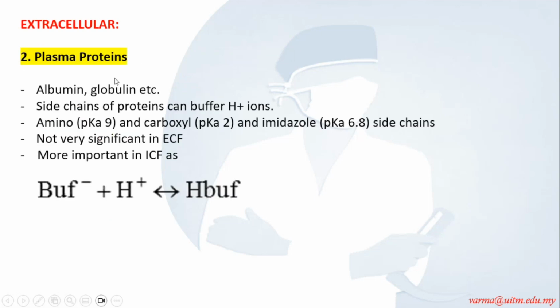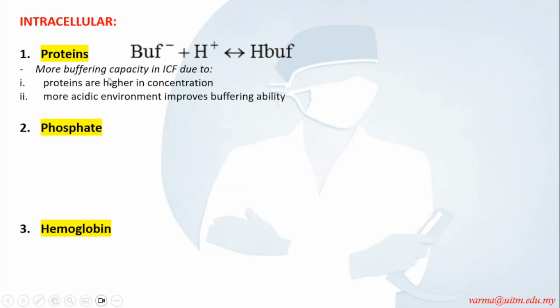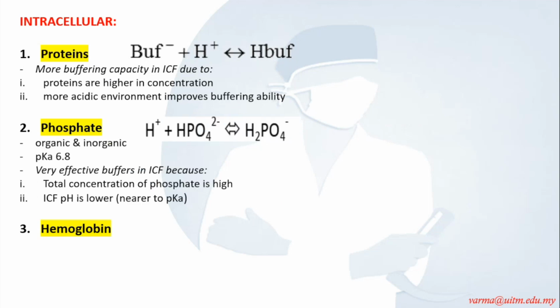Why proteins in extracellular? Because the concentration is lower, whereas in intracellular, it is more. Okay, if you write this much, it is more than enough. For phosphate, you're going to mention this equation, H plus HPO4 2 minus becomes H2PO4 minus. It can be organic or inorganic. You have to mention the pKa of phosphate is 6.8, which is nearer to the intracellular pH of 7.1.